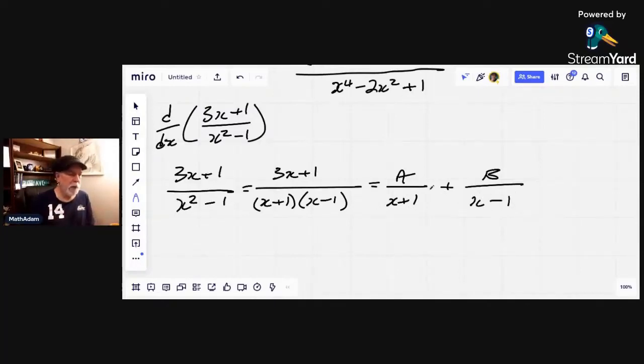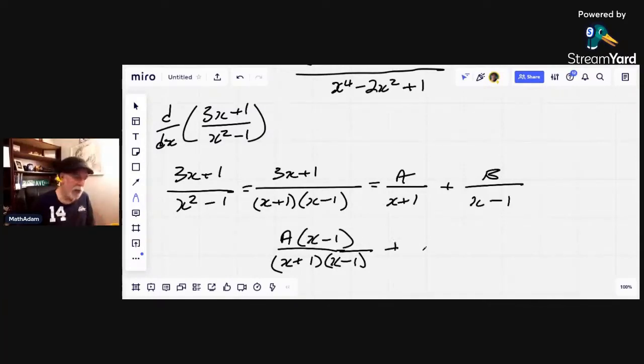All right, so how do we do that? Well, let's take a look here. We know if we were to add these together, we'd have to have that common denominator. So we'd have x plus 1 down here times x minus 1, the common denominator is just going to be the product, which is going to end up being x squared minus 1. So this a has to be multiplied by x minus 1 for this to work. Okay, plus b all over x minus 1. But we're going to multiply the top and the bottom by x plus 1 for this to work.